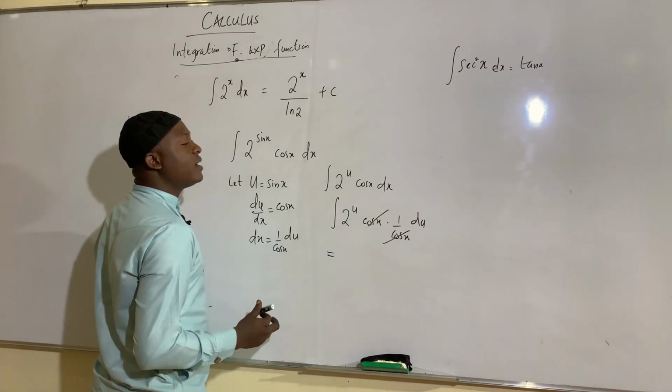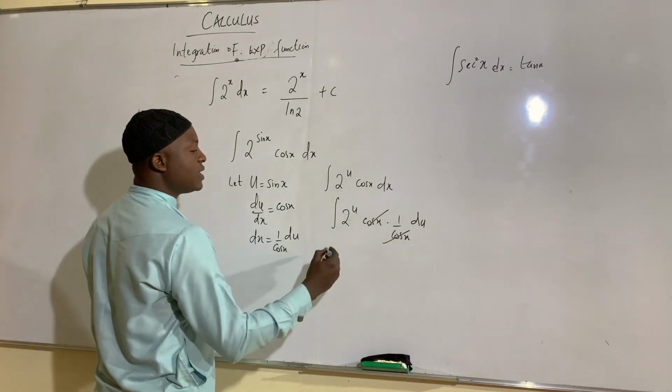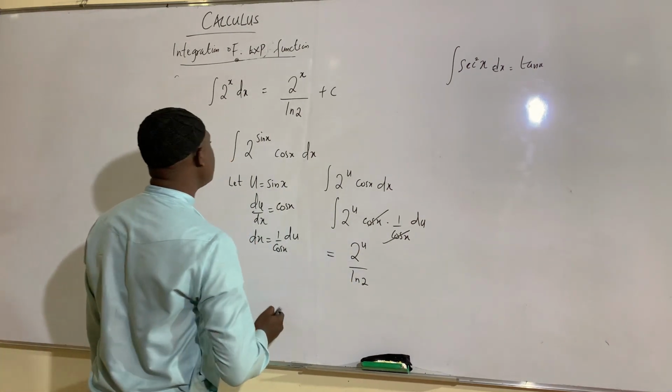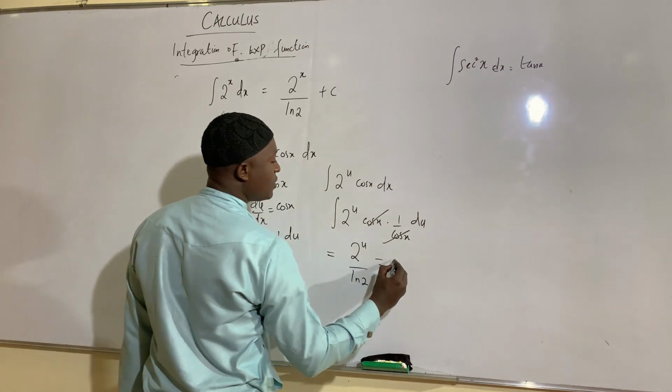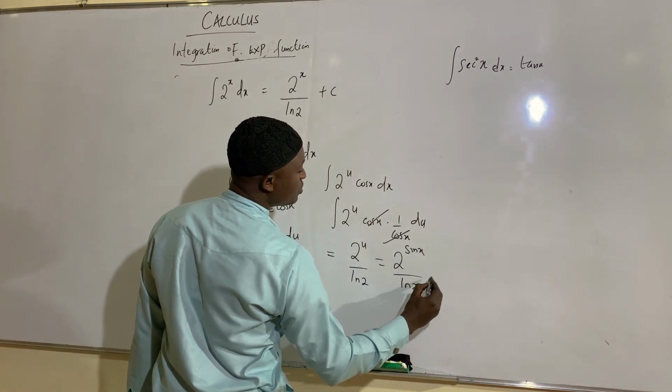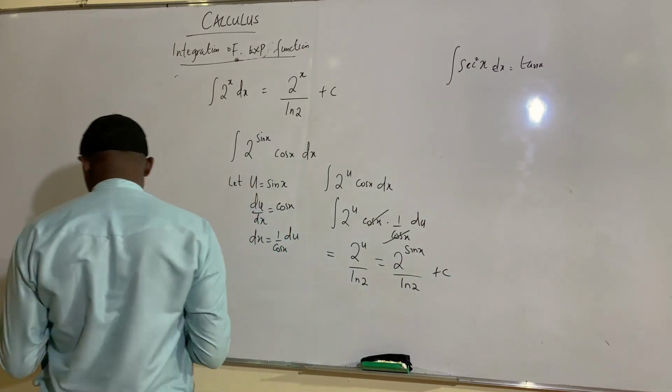Recall, what I have now is the integral of 2 raised to the power of u. That means it's the same thing as 2 raised to the power of u over ln 2. And our u is sine x. That means here we have 2 raised to the power of sine x over ln 2, then plus c.